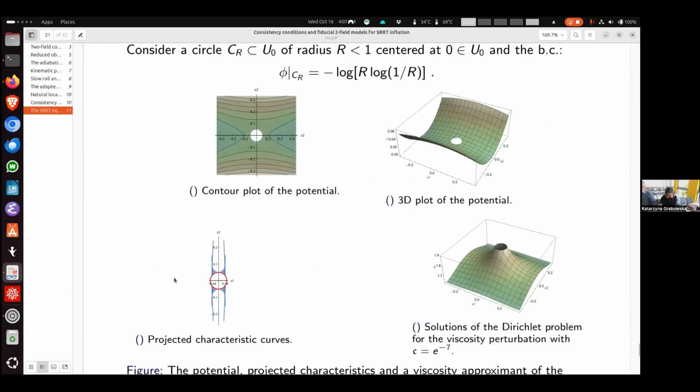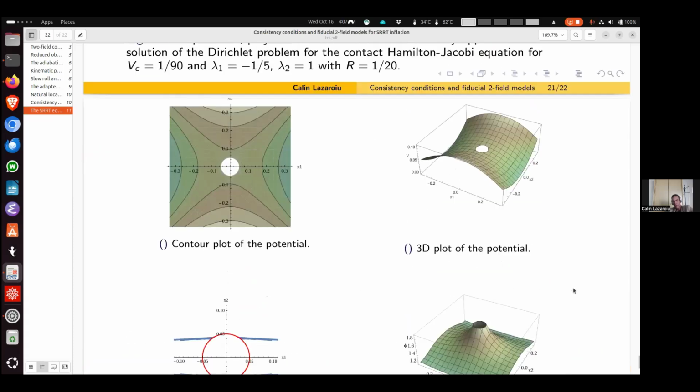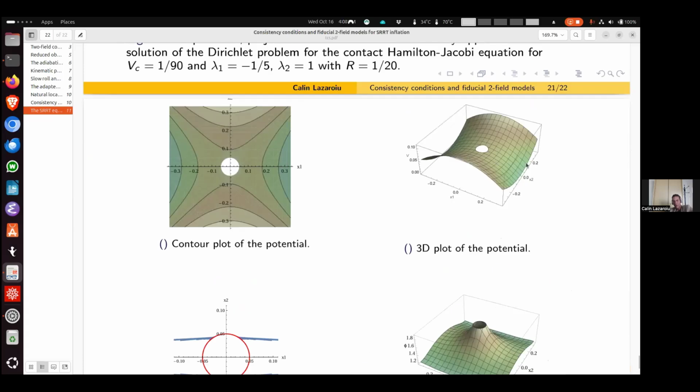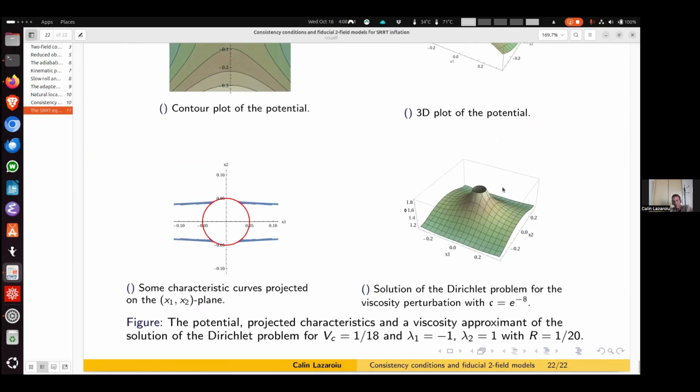So here you can see some projected characteristic curves. This is a certain choice of the potential. I choose a certain Cauchy problem with Cauchy boundary condition on a circle. And here is a viscosity approximant for a small value of the viscosity perturbation, which is e to minus 7 for the viscosity coefficient. And here I'm going to show you some other graphs. Again, some projected characteristic curves. This is another potential, V, that I'm considering, and another viscosity approximant for this situation. I'm done.